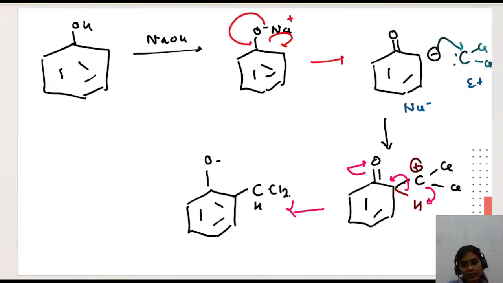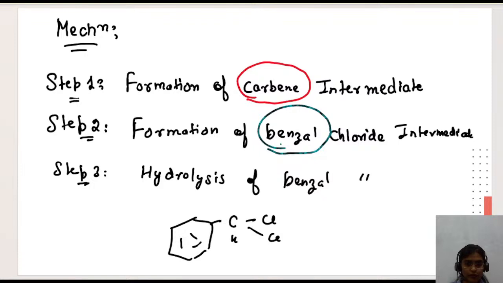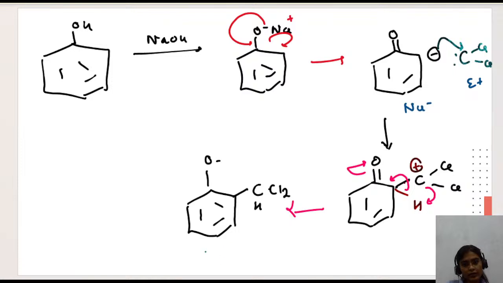So we just discussed this point, what is it? It's benzyl chloride. Let me go back again. I'll read step number two: the formation of benzyl chloride. So that benzyl chloride intermediate is ready now. This is the benzyl chloride.